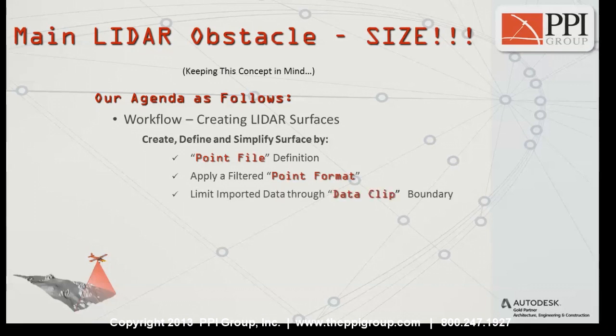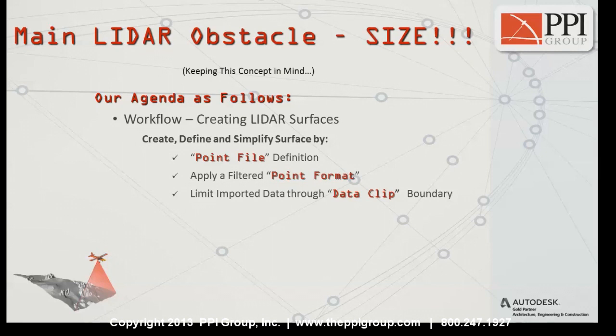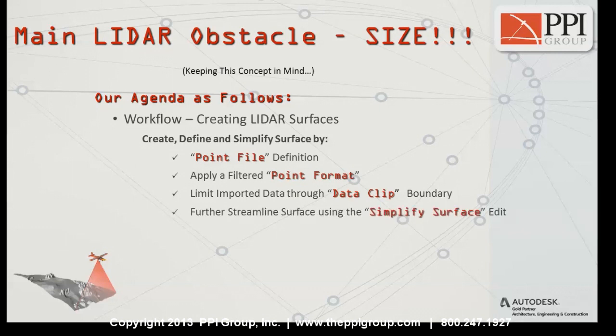And then third, we're going to use what's called a data clip boundary, and this could be used in a bit different order, as you're seeing here. I have them bulleted out: point file, point format, data clip. It doesn't necessarily have to go in this order, but you'll see what I mean in just a bit. And then finally, I'm going to use the simplify surface edit command that's also within the surface creation tools.